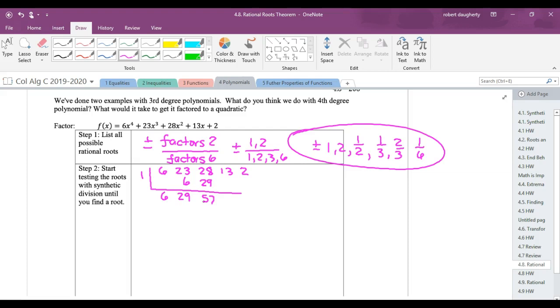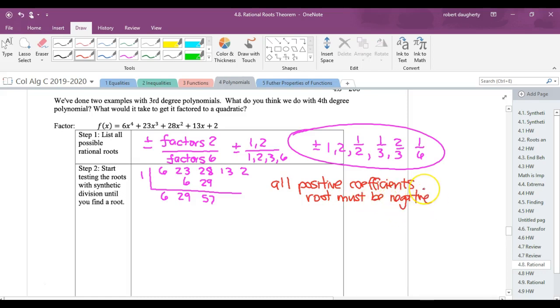So here's something you got to know. If all of your coefficients are positive, the only numbers that are going to work are negative numbers, okay? So because of this, if I have all positive coefficients, the root must be negative, okay? Now this is just sort of going to save you time. So now I know I don't have to try positive 2, okay? So now I'm going to go to which number? I'm going to go to -1, okay? So let's go to -1 and see what happens.